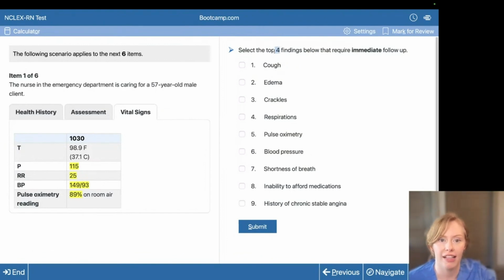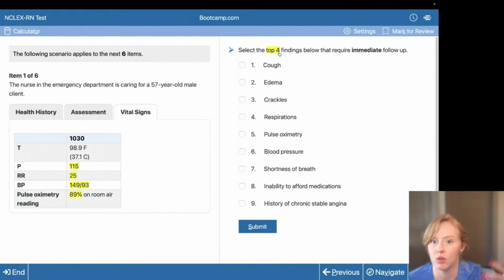If you're ever asked to select a certain number of options, make sure you select all of them. So pick all 4. Don't pick 3, and if you have to guess on the 4th one, just go ahead and guess, because on these items you don't actually lose points for selecting an incorrect option.